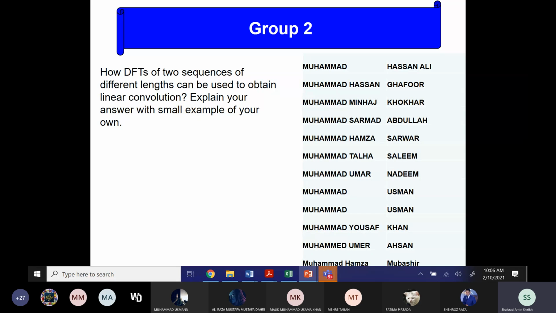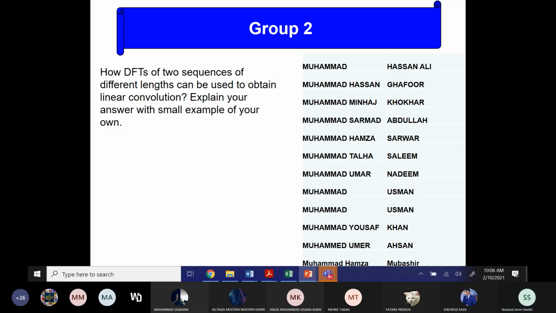This is for group 2. That how DFTs of two sequences of different lengths can be used to obtain the linear convolution. Just 2 lines and explain your answer with small example of your own. Example करने की जरूरत नहीं है, अपनी जो आपने ऊपर explain किया है उसको example के through explain कर दें कि how this would be happening. Just your own example.